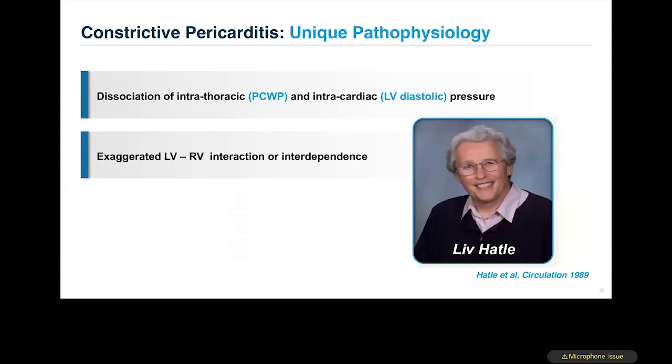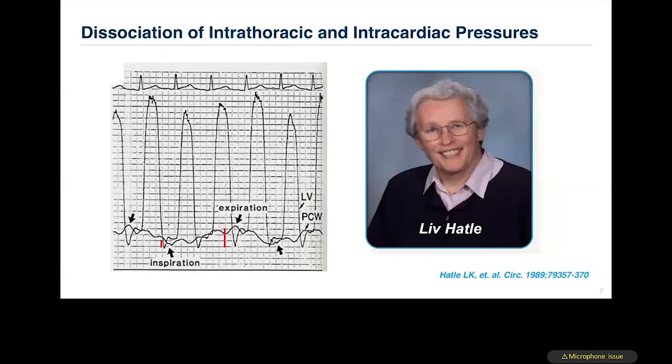Levine and Hadley provided an insight into some unique features of constrictive pericarditis that has really helped us understand the hemodynamic changes that happen in constriction. Two characteristic features in patients with constrictive pericarditis include, number one, the dissociation of the intrathoracic and the intracardiac pressure, and number two, an exaggeration of the LV and the RV interaction or interdependence. These features were first described using intracardiac pressure tracings.